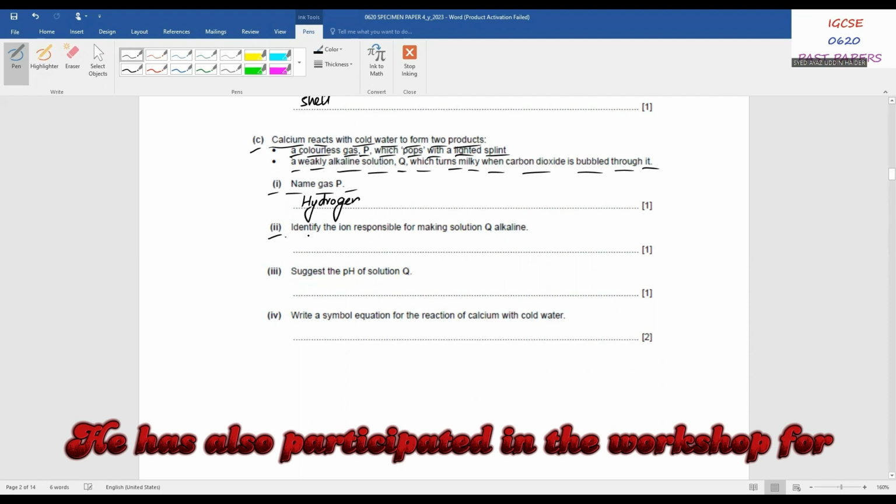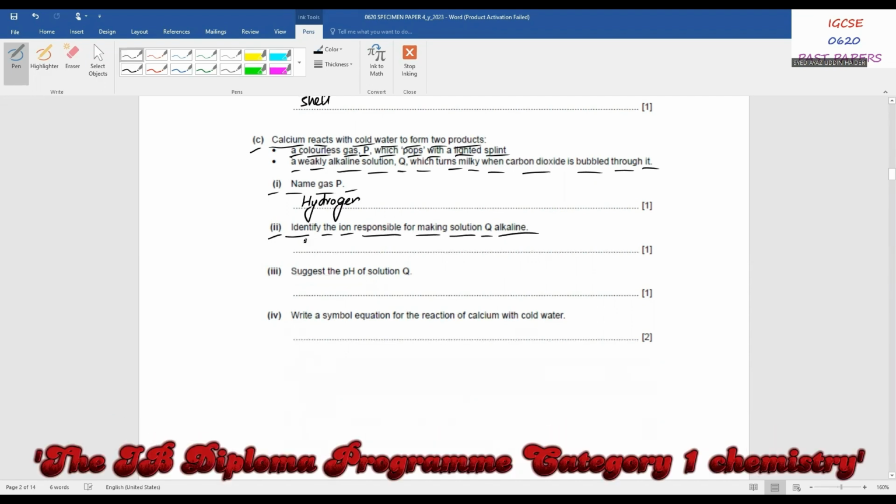Number 2, identify the ion responsible for making solution Q alkaline. So hydroxide, or OH negative ion, is responsible for making the solution alkaline, OH negative. Number 3, suggest the pH of solution Q.